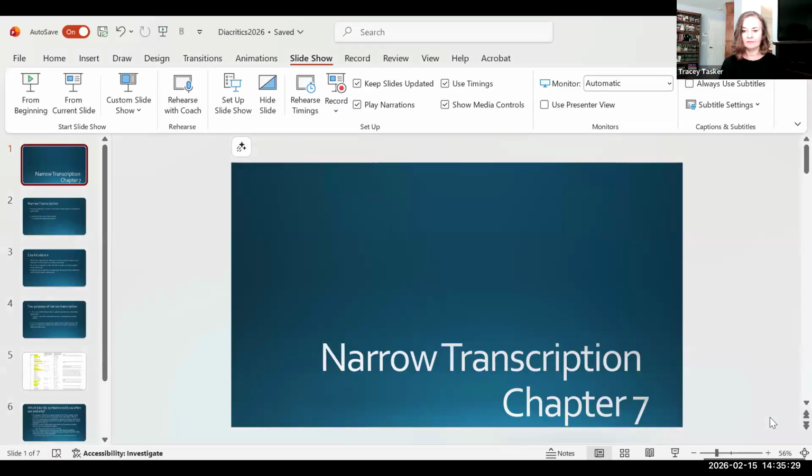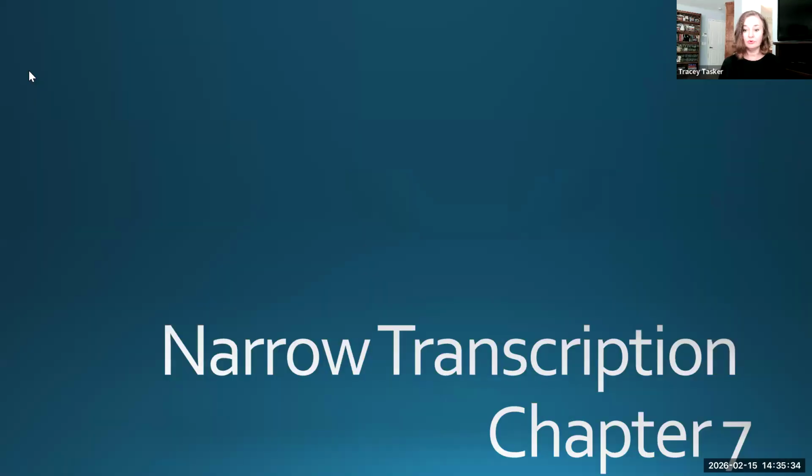Okay, so we talked about broad transcription before, and that's mainly what we have been doing so far, transcribing sounds and words into IPA. But what we're going to be talking about is narrow transcription and how that differs from broad transcription.